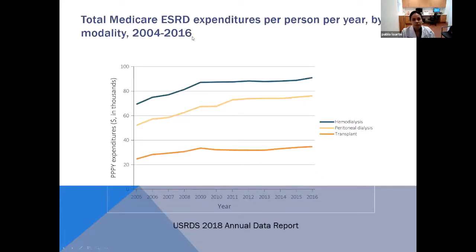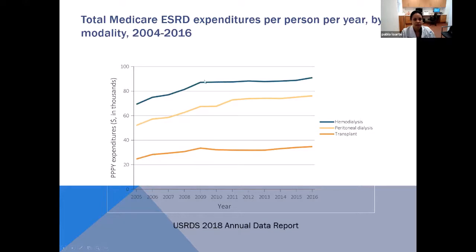And then I told you that transplant is cost effective. Most of the cost for transplant is incurred at the beginning, after the surgery. So this was Medicare expenditure in the ESRD population, for those on hemodialysis, and this is per person per year.